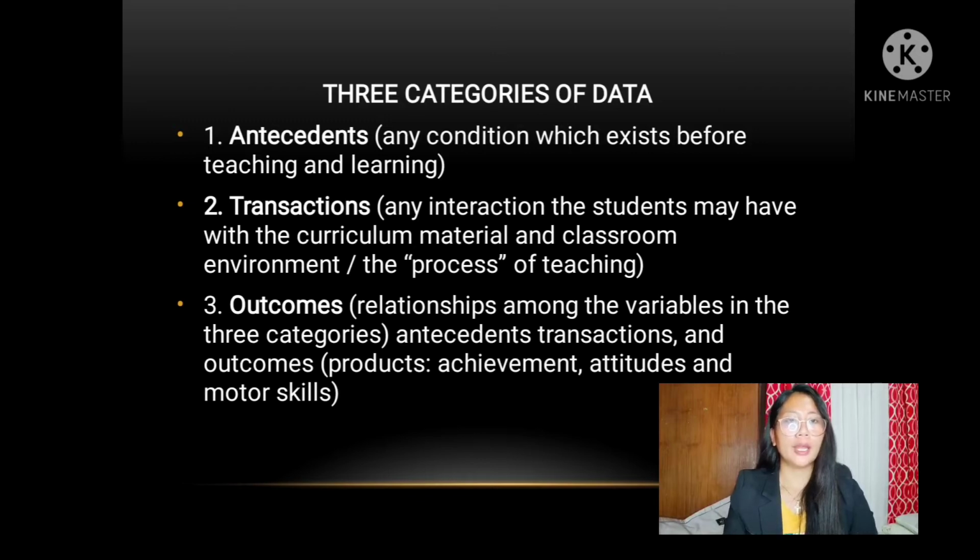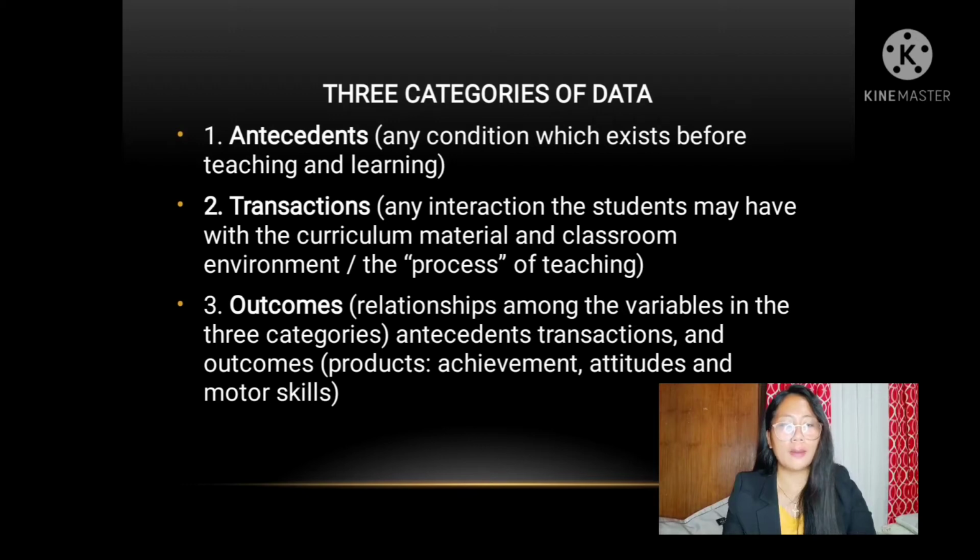Number 2. Transaction. Any interaction the student may have with the curriculum materials and the classroom environment, the process of teaching, that includes time allotment, sequence of steps, social climate, and communication flow. Lastly, number 3, outcomes.